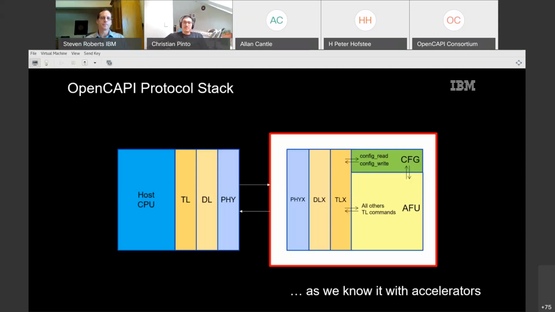So we'll start with the OpenCAPI protocol stack. Hopefully if you're within this community, you've recognized this. I've taken it right from the OpenCAPI LPC memory agent reference design. I do have a reference to that design later in the presentation, but you see here a host CPU where the TL, DL and PHY are described by the OpenCAPI protocol stack.